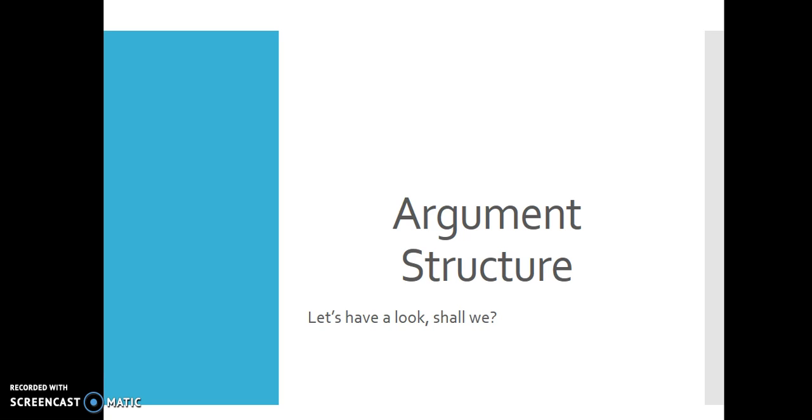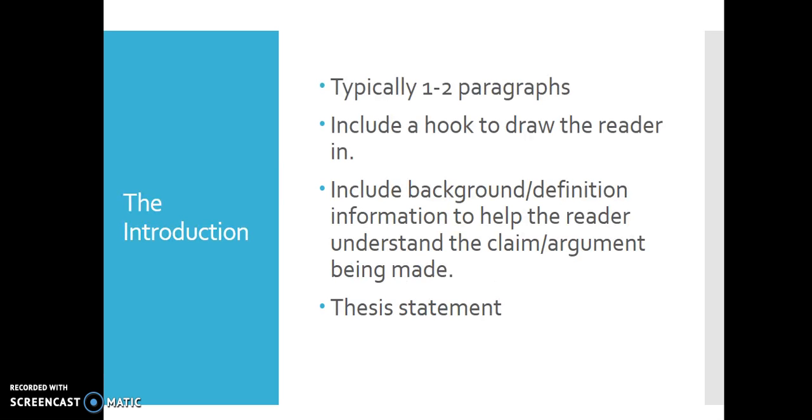The argument structure, let's have a look at that as well. So really quickly, an introduction is typically 1 to 2 paragraphs. It could include a hook to draw the reader, and should, so that you can draw the reader into your information. It includes background and definition information to help the reader understand the claim or argument that you're making, and a thesis statement.